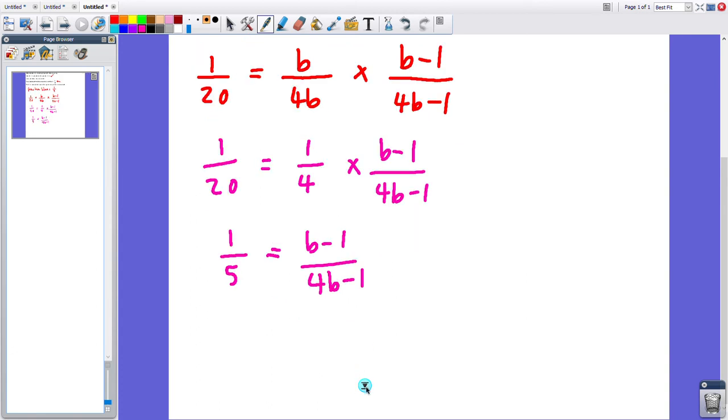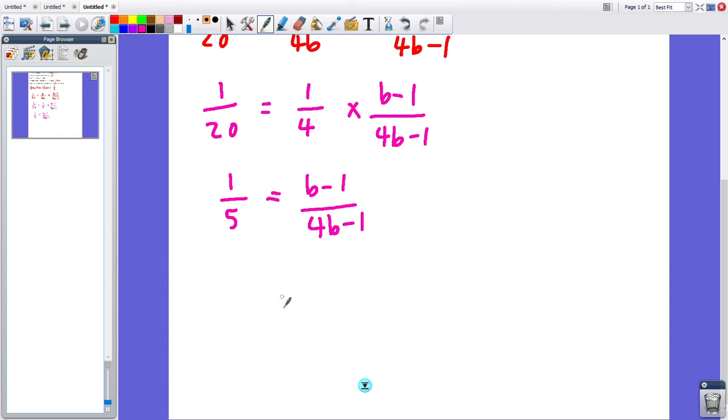I can use a bit of cross multiplication. So I can say 4B minus 1 is equal to 5B minus 5. I've just cross multiplied there. I'll bring all the Bs to one side and all the constants, the normal numbers, to one side, and when I do that I get an answer of B is equal to 4. So that's the actual answer to the question. There were 4 blue counters in the bag before any were picked out.